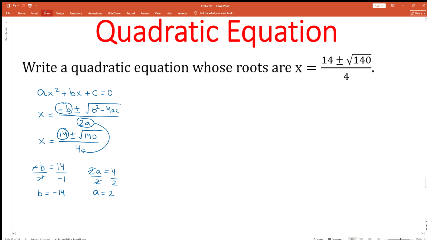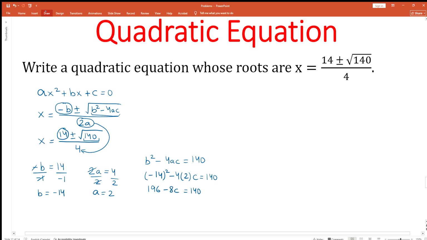Next, we can find the value of c by comparing the expression under the square root in the quadratic formula, b squared minus 4ac, with the term under the square root in the given roots, 140. So we get b squared minus 4ac equals 140. We know the values of a and b. b is negative 14, a is 2. Negative 14 squared is equal to positive 196, 4 times 2 is 8.